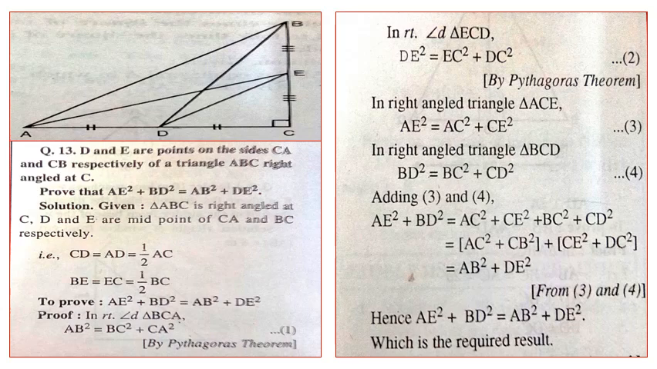AC square plus BC square is equal to AB square from equation 1, and CE square plus DC square is equal to DE square from equation 2. So we get AE square plus BD square is equal to AB square plus DE square, which is our result. Hence proved.